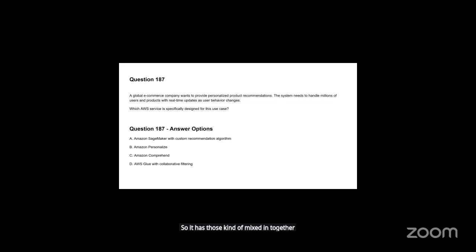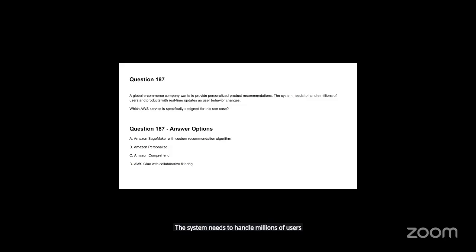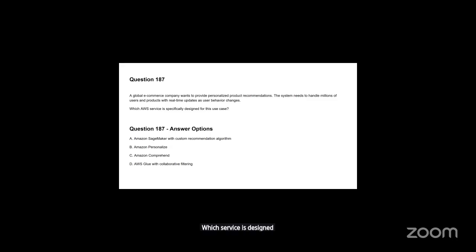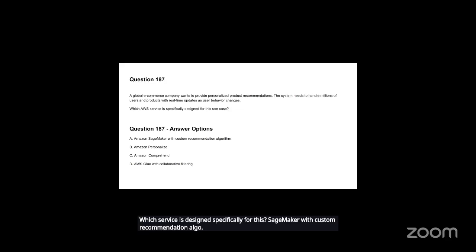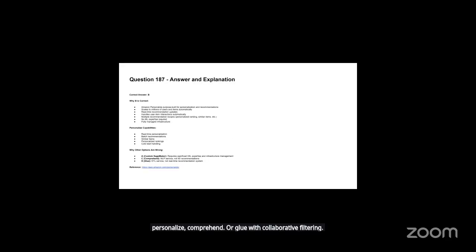Sorry about that. 187. A global e-commerce company wants to provide personalized product recommendations. The system needs to handle millions of users and products with real-time updates as user behavior changes. Which service is designed specifically for this? SageMaker with custom recommendation algo, Personalize, Comprehend, or Glue with collaborative filtering. Personalize is purpose-built for this. It scales to millions of users and items automatically, has real-time recommendation updates. It handles user item interactions automatically.